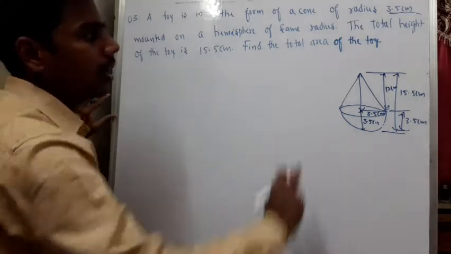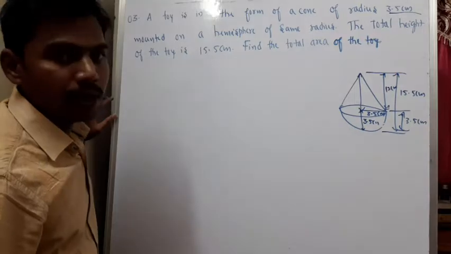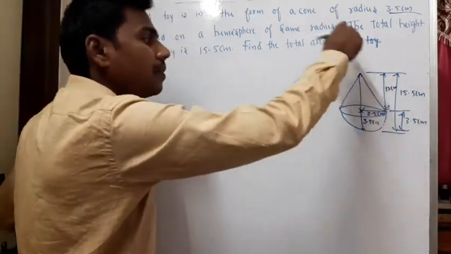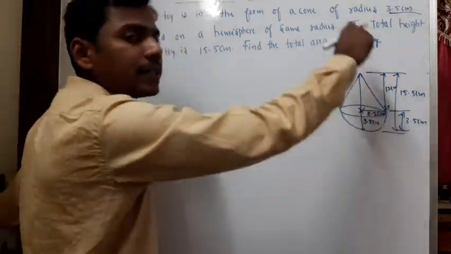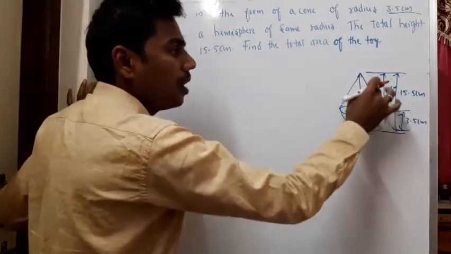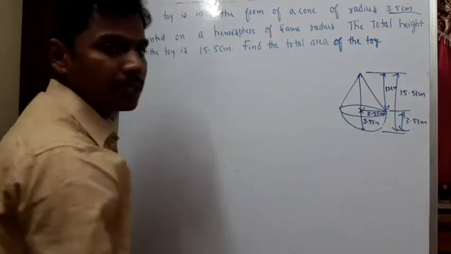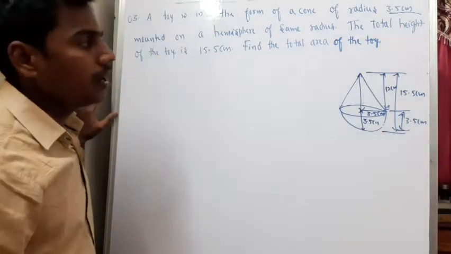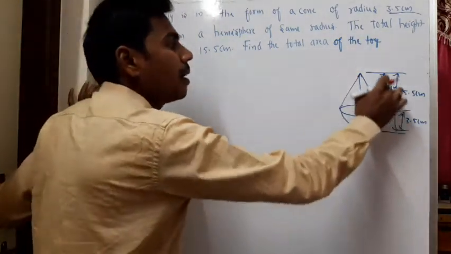No. Now, see, what we need to find? We need to find the total area of the toy. So total area of the toy means curved surface area of the cone plus curved surface area of the hemisphere. Curved surface area of the cone and the curved surface of the hemisphere will give me what? Will give me the surface area of the toy.